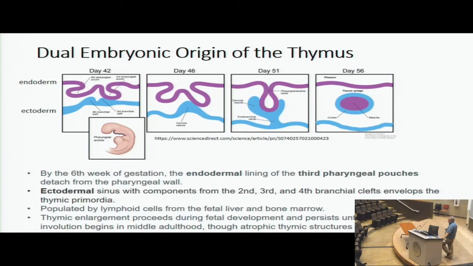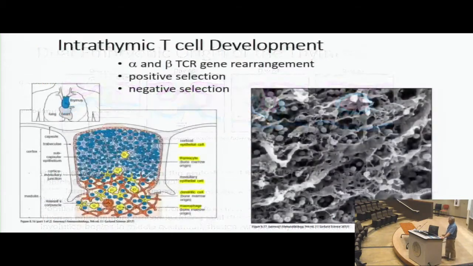And that organ then, which is essentially just epithelial cells, becomes populated by bone marrow cells. So T cell precursors and dendritic cells and other cells of hematopoietic origin. So the thymus continues to enlarge during fetal development and persists until puberty, and then starts to involute, starts to sort of shrink in size in adulthood. So this is what the thymus looks like. There's actually lobes. This is a thymic lobe separated by these trabeculae.